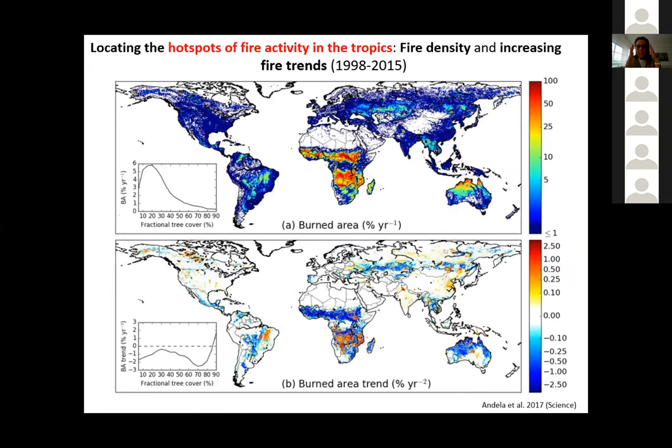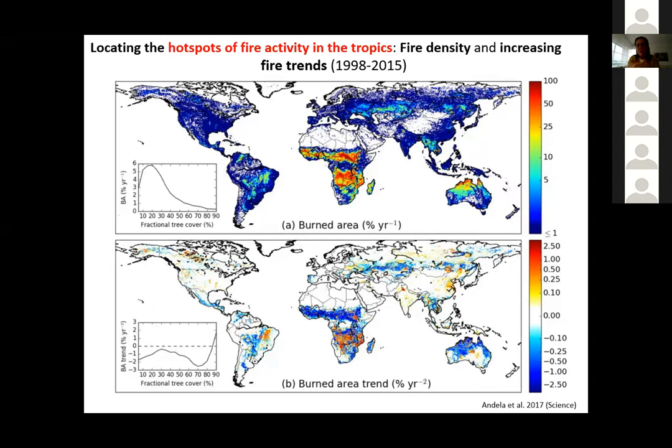Our second question then was to understand this concept of what is normal and what is not normal. Our project tried to understand and act upon those hotspots in the tropics that saw an increased role as fire hotspots. And we define fire hotspots in three different ways. We want to know the hotspots are those that have higher fire densities. So per unit of area, they have more fire.